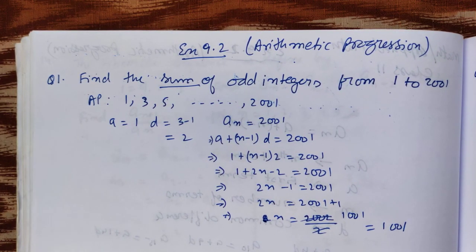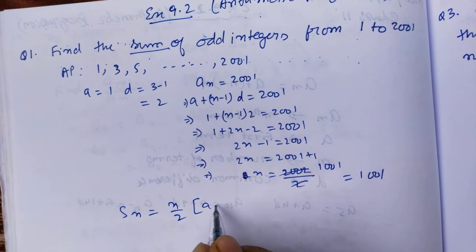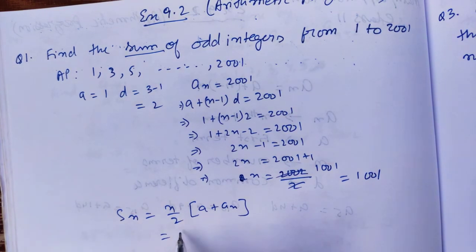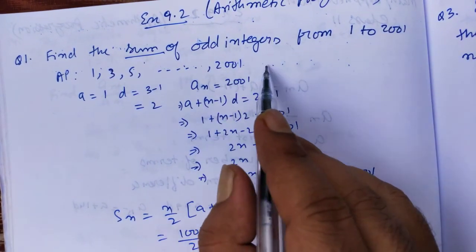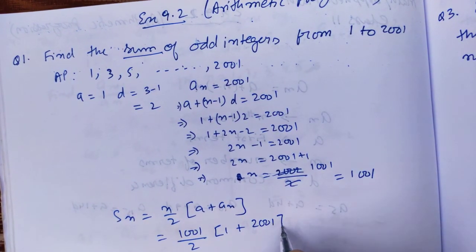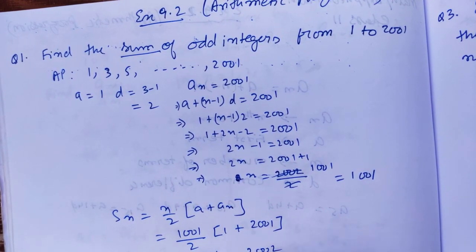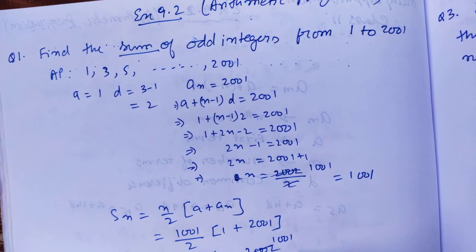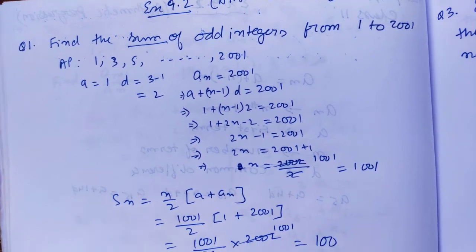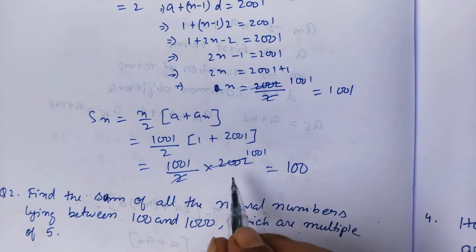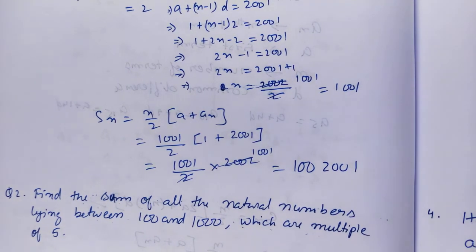Now find the sum of n terms using the short formula Sn equal to n by 2 into (a plus an). n is 1001 by 2. First term is 1 plus the last term an. The last term is 2001. So 1001 by 2 into 2002. Cancel it. 1001. So if you multiply 1001 and 1001, you will get 1002001. This is the answer. Okay.